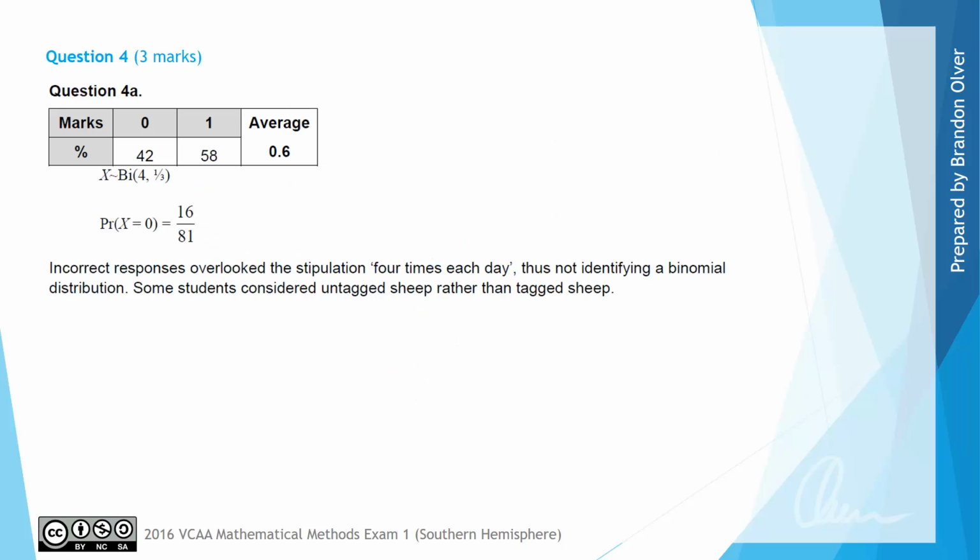So from the examiner's report we can see that 58% of students got this question correct, and 42% of students got 0 marks. Incorrect responses overlook the stipulation of selecting 4 times each day, thus not identifying a binomial distribution. Some students considered untagged sheep rather than tagged sheep, which was asked for in the question.